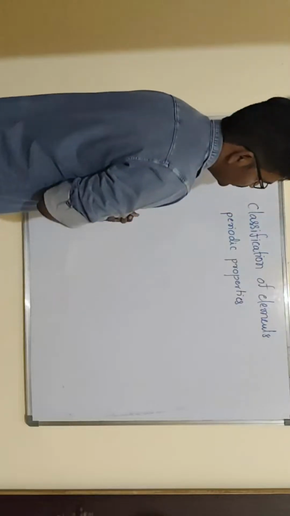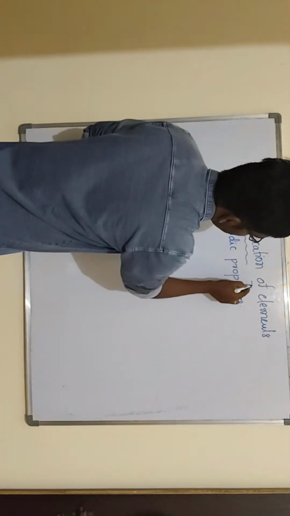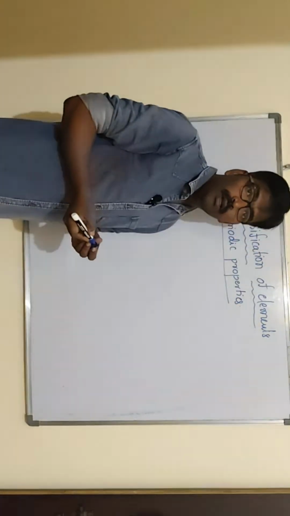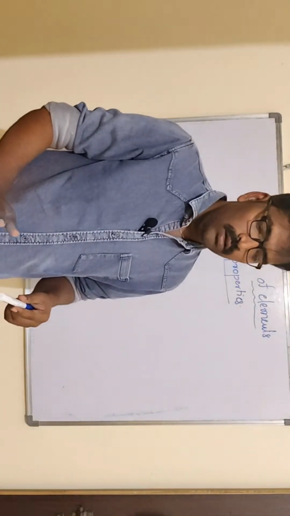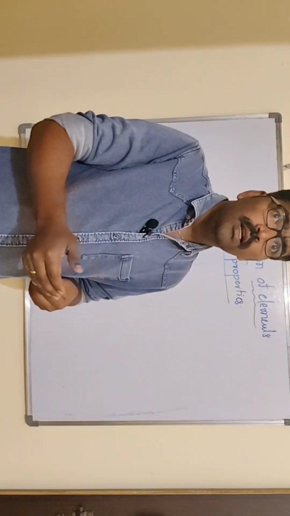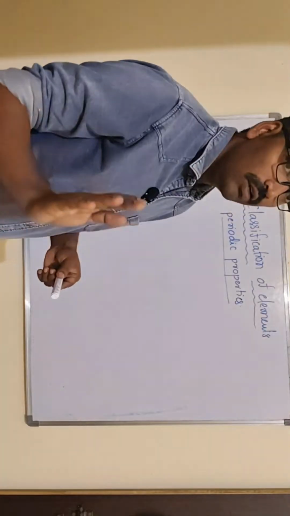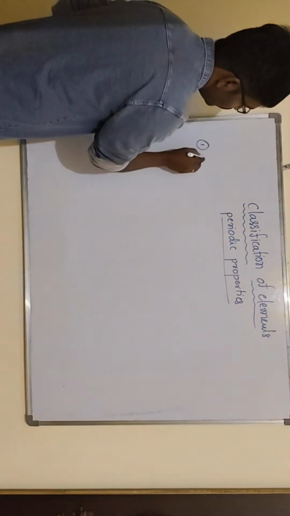Yes. Today we are going to discuss classification of elements and periodic properties. Look at the first classification. Different scientists classified elements in different ways, and we have to discuss each and every classification. The first classification is Dobereiner triads.